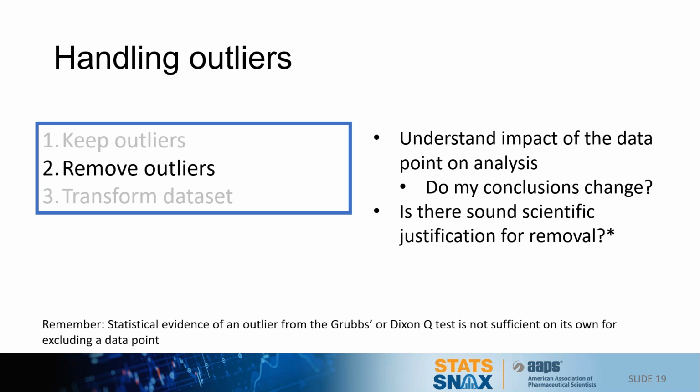If outliers are removed, once again, it is best to run a sensitivity analysis to report the impact of removing the outliers to statistical conclusions. It is also important to adequately justify the removal of the data point. Remember, statistical evidence of an outlier from the Grubbs or Dixon Q-test is not sufficient on its own for excluding a data point. Scientific rationale should be used in conjunction with outlier tests.